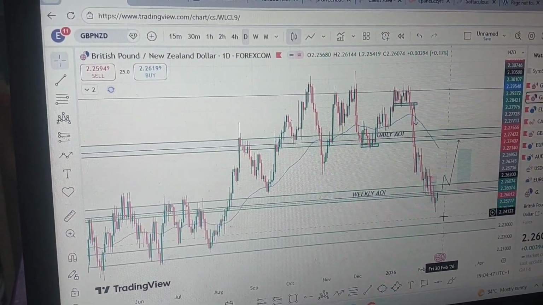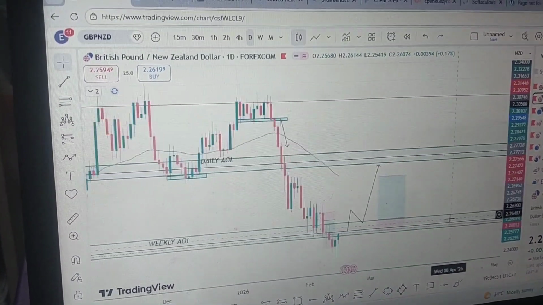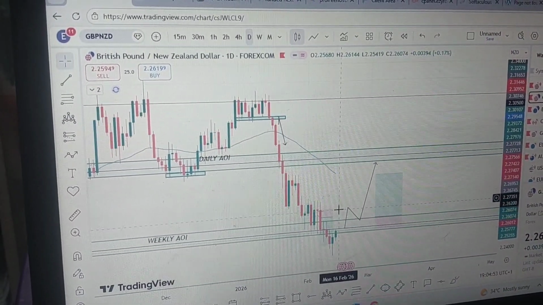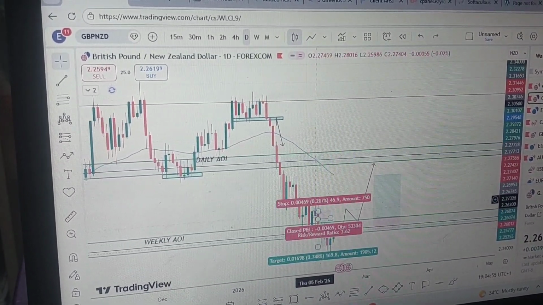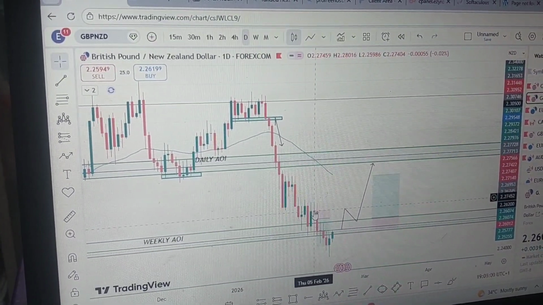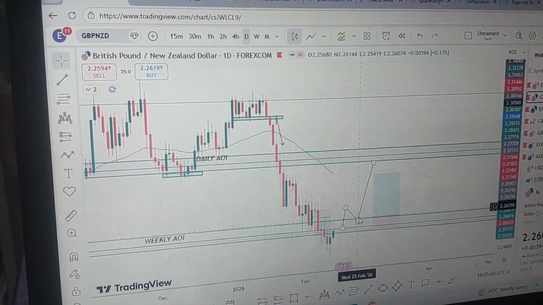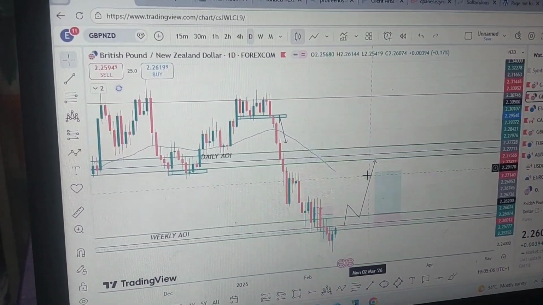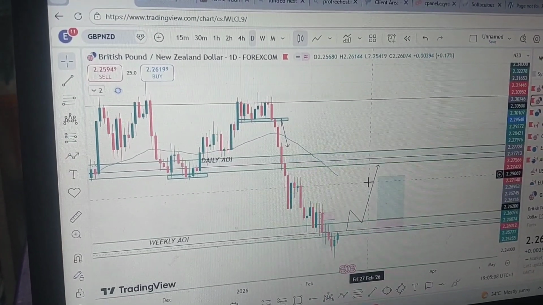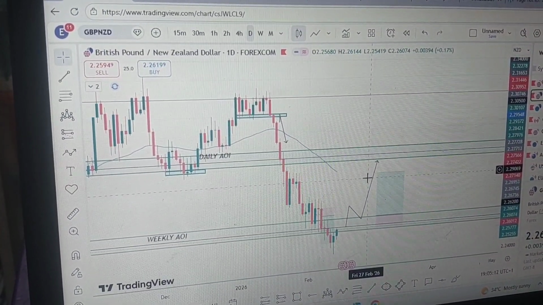What I'll be waiting for in the daily time frame is the break, retest, or even the shift of structure. The break above this lower high, the shift of structure and the retest of this area of interest for me to take the trade to the upside. That is what I'm expecting in the daily time frame.